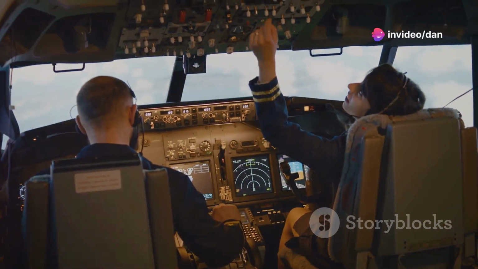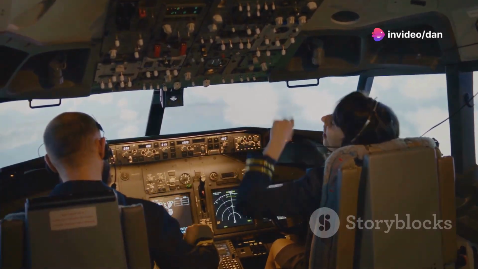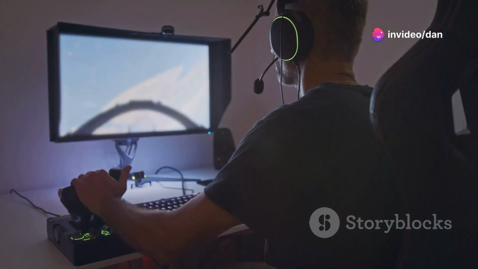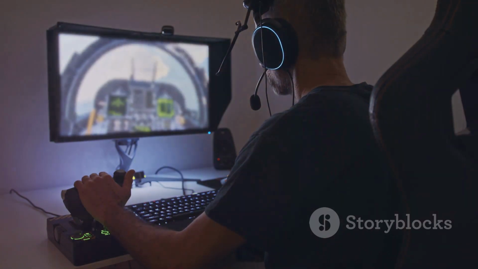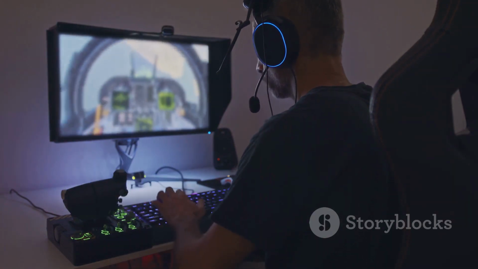The emphasis on regular training ensures that pilots maintain a high level of proficiency and stay abreast of the latest industry practices. Continuous learning and practice are key to maintaining the highest standards of safety and efficiency.